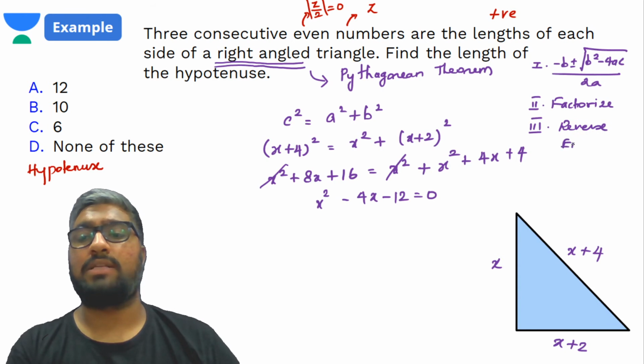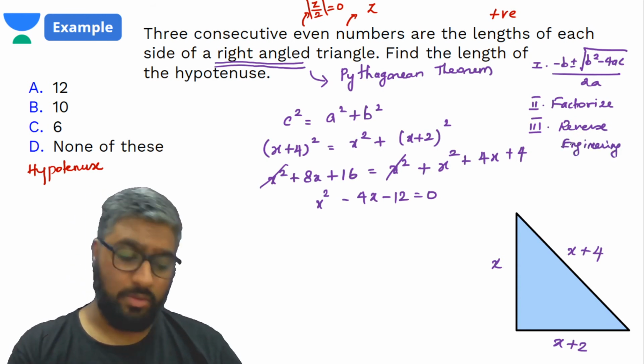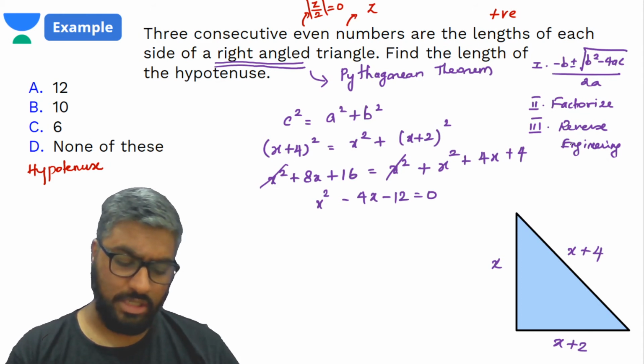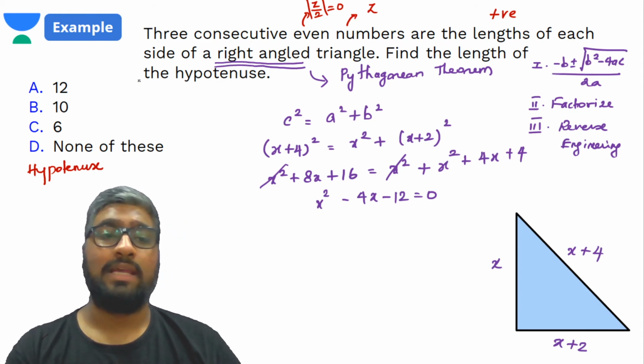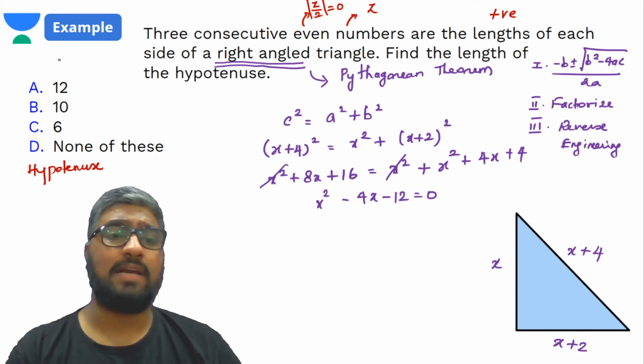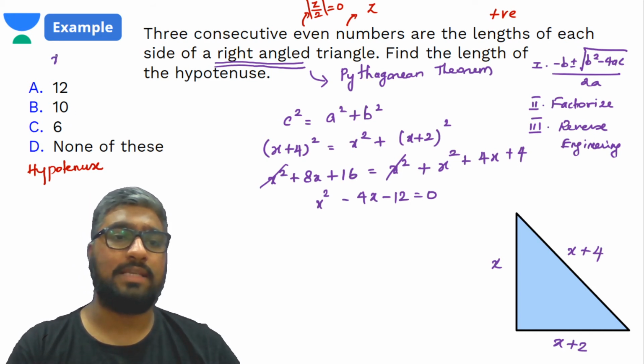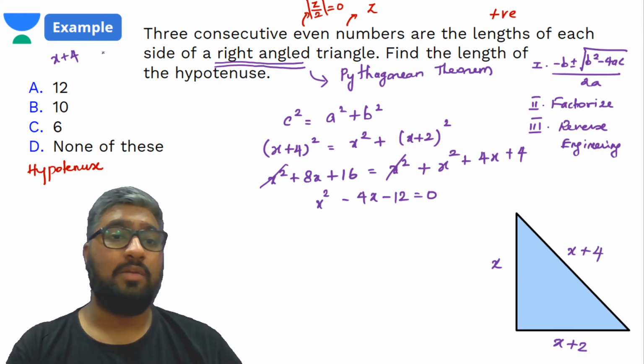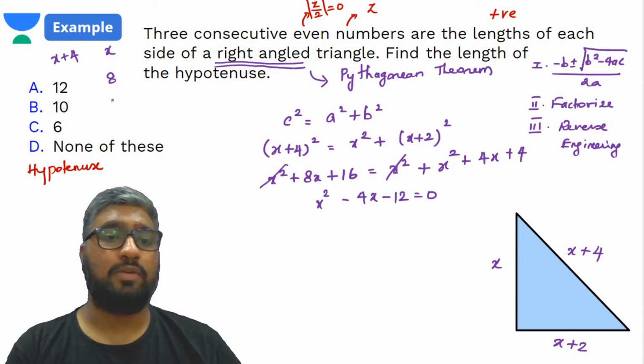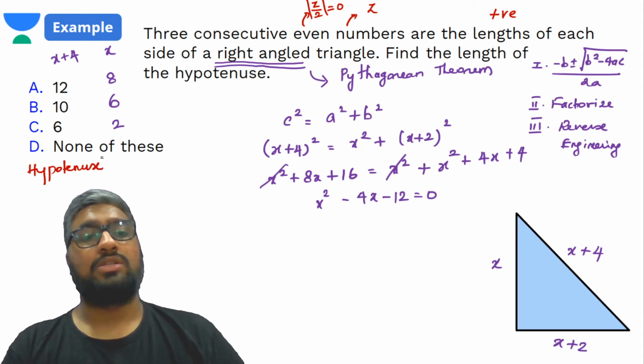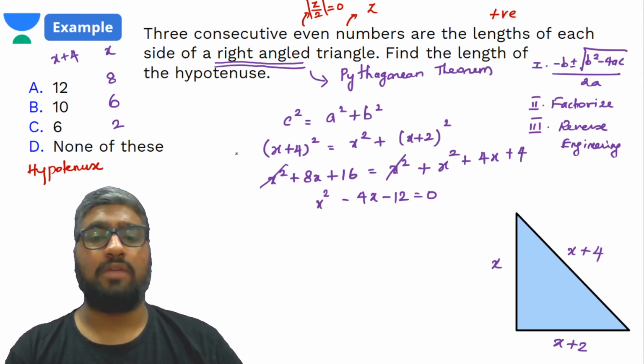Yes, so if we use reverse engineering here in this question, what we would get of these three, right? 12, 10, and 6. These are X plus 4, correct? These are the values of the hypotenuse, which means what would be the values of X? This would be 8, this would be 6, and this would be 2. So I'll have to substitute one of these and check.